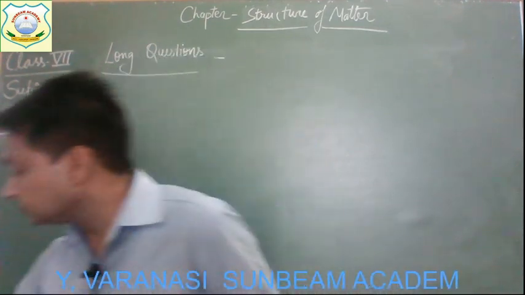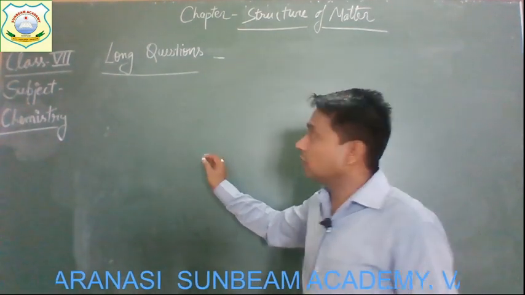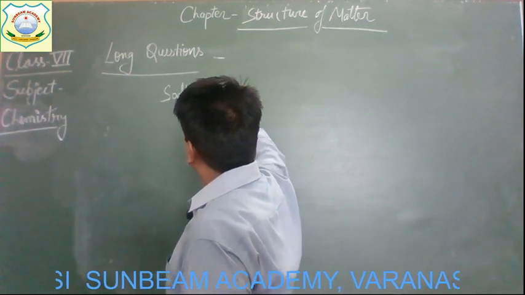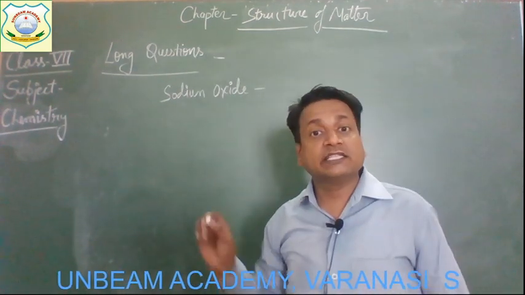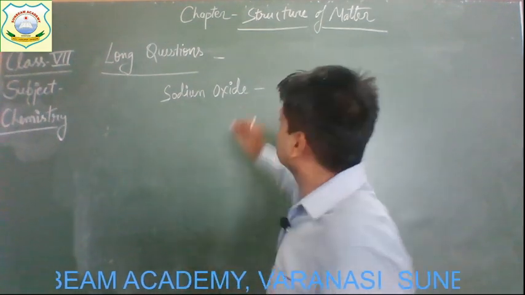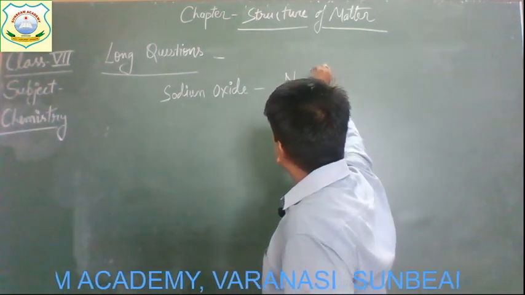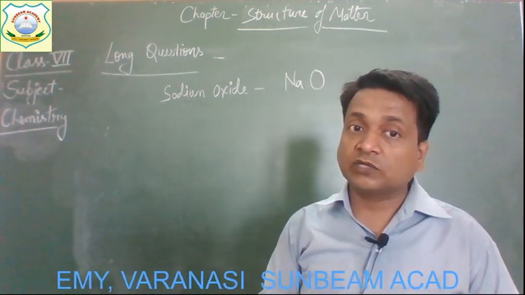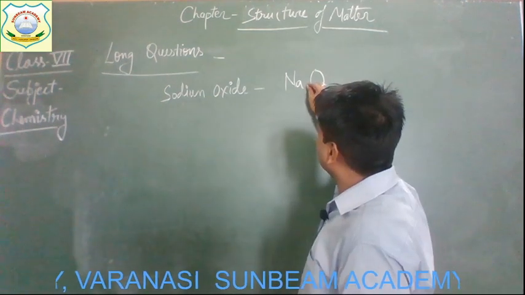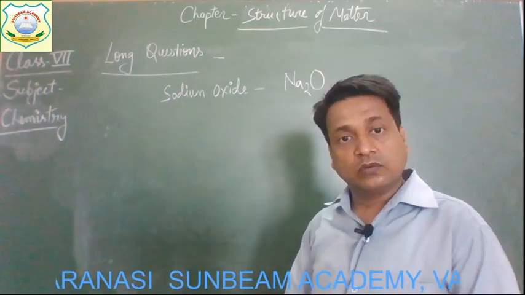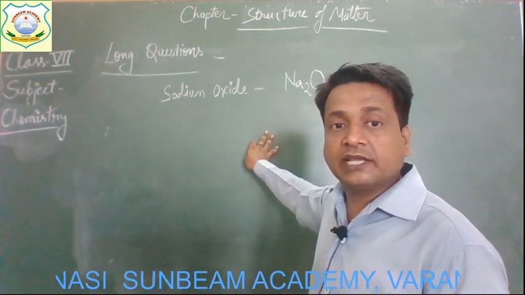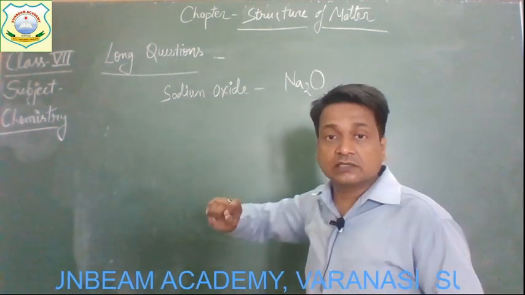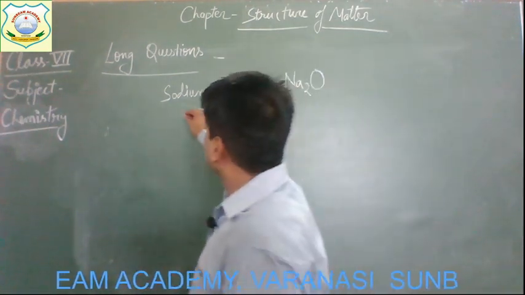So children, please write the formula of sodium oxide. It is made up of two different elements, sodium and oxygen. The valency of oxygen is 2 and the valency of sodium is 1. So we can write the formula Na2O. Okay, so the formula of sodium oxide is Na2O. Okay, children. Now the second is magnesium nitrate.